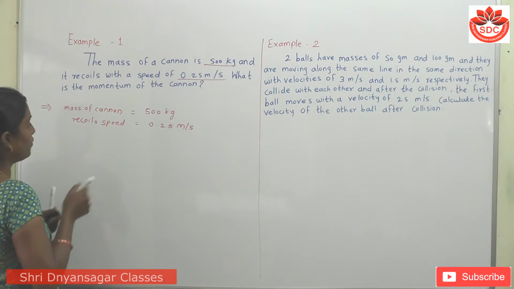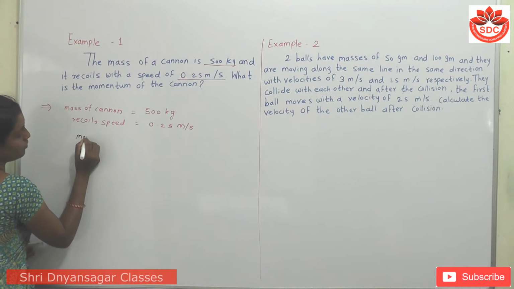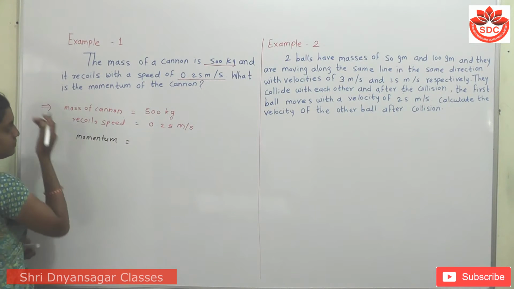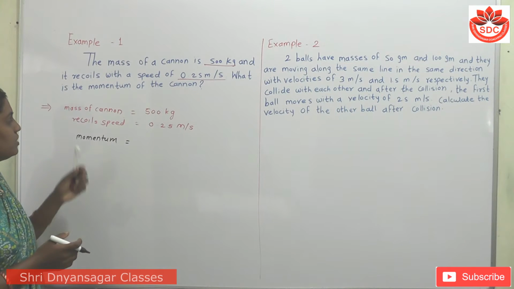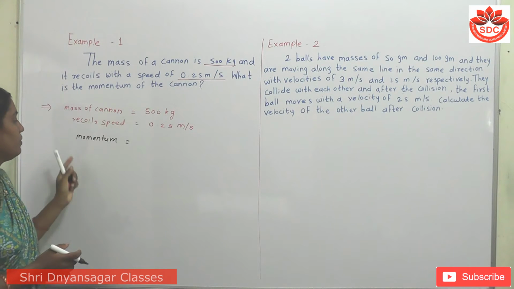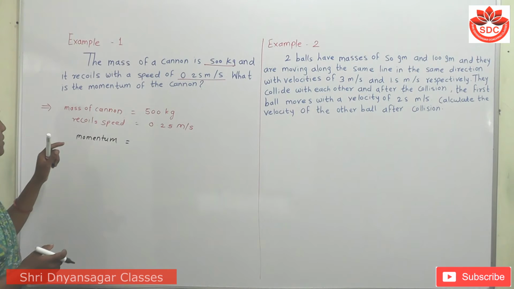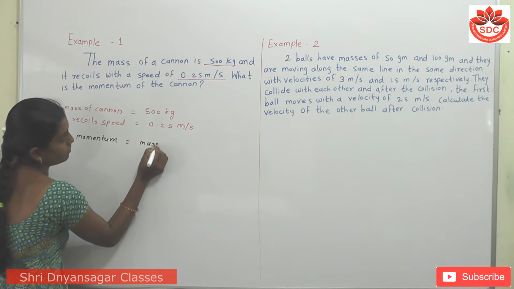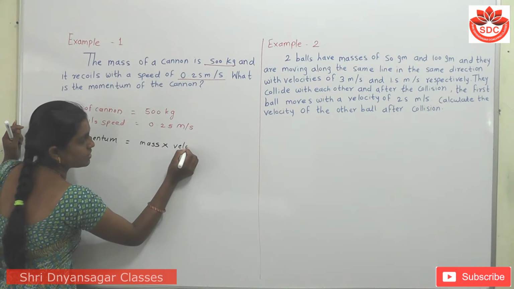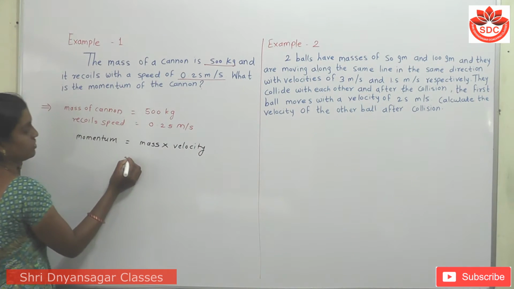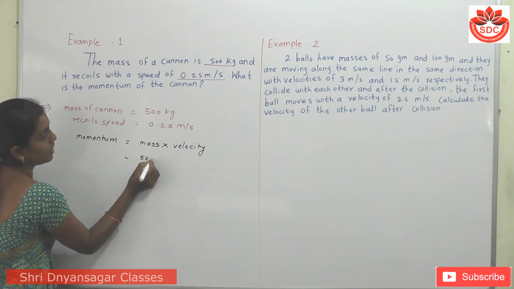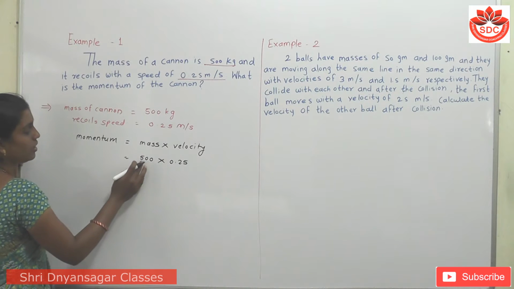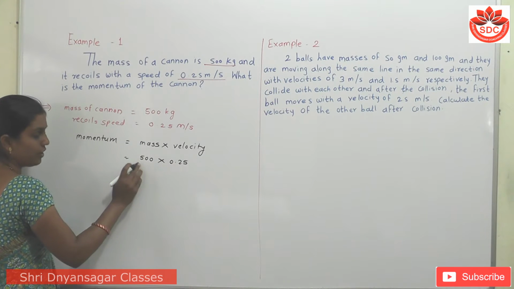Now we have to write the formula for momentum. Mass of the cannon is equal to 500 and speed is equal to 0.25. We have to find out its momentum. So momentum is equal to mass and the speed or the velocity. It is a product of mass and velocity. So mass is equal to 500 into velocity is equal to 0.25. So what is the momentum?